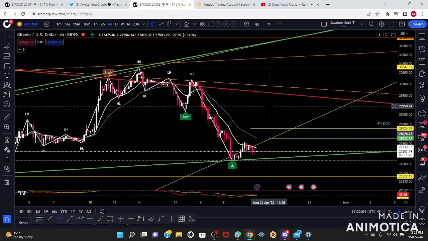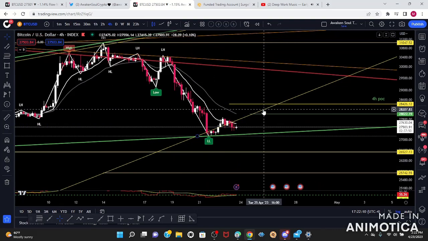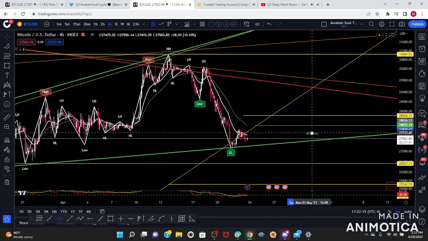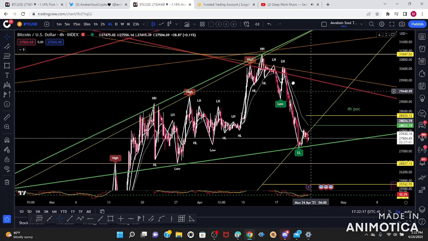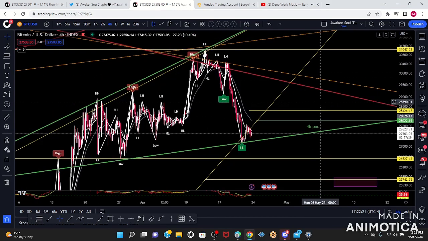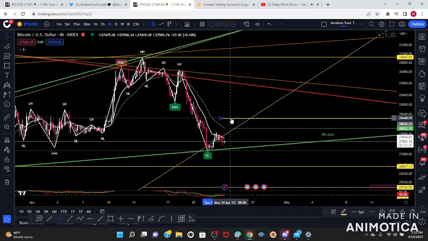Okay, what else do I see? Just what is the chart showing us more than anything, right? What are they showing us? Okay, so I'm happy with that. I like the 4-hour POC that I drew. I hope it was this one. And then we have a possible retrace target here.